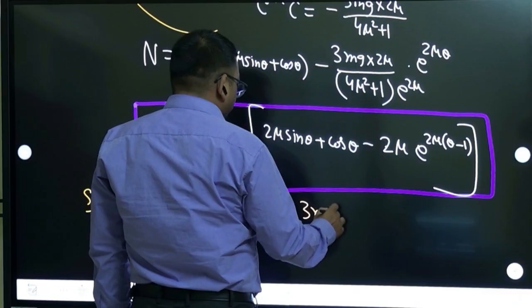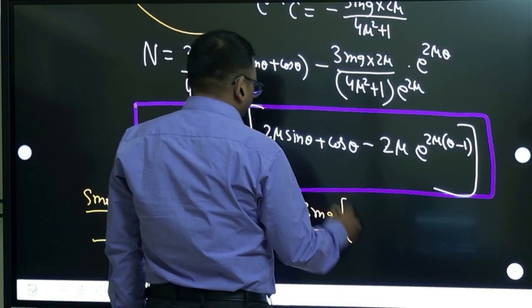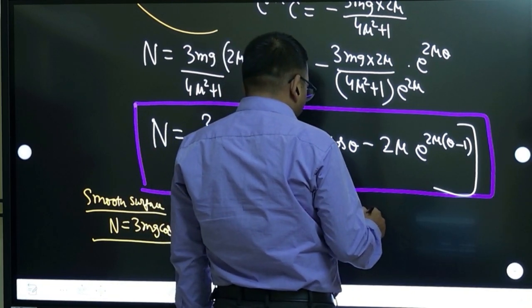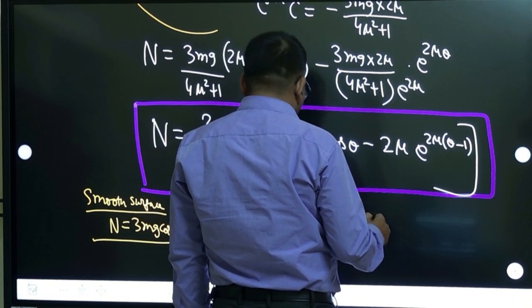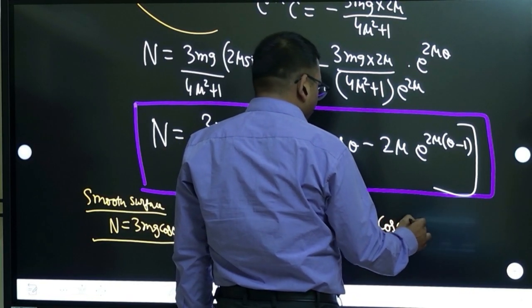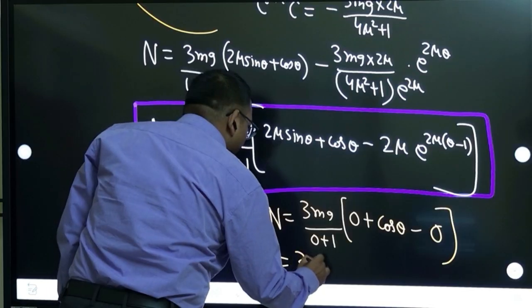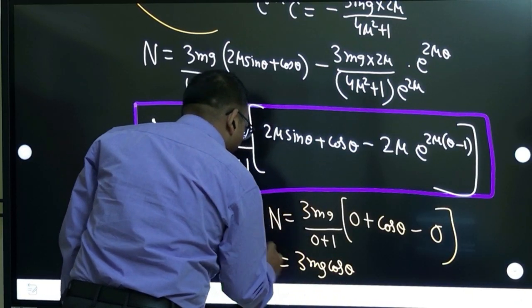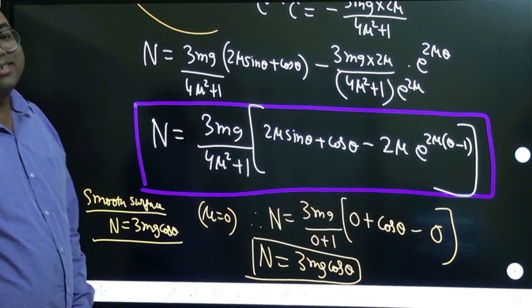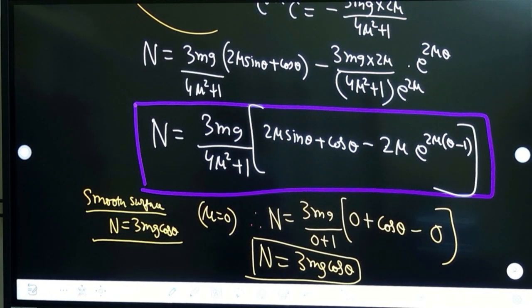So 3 mg, mu is 0, so this is 0 plus 1. Then this term will become 0 plus cos... sorry, cos theta only. Theta we are not substituting, mu we are substituting. Aha, we are getting this: 3 mg cos theta. Correct, na? The solution is exactly the correct equation. Did you see that? That is the solution, which is for a rough surface.